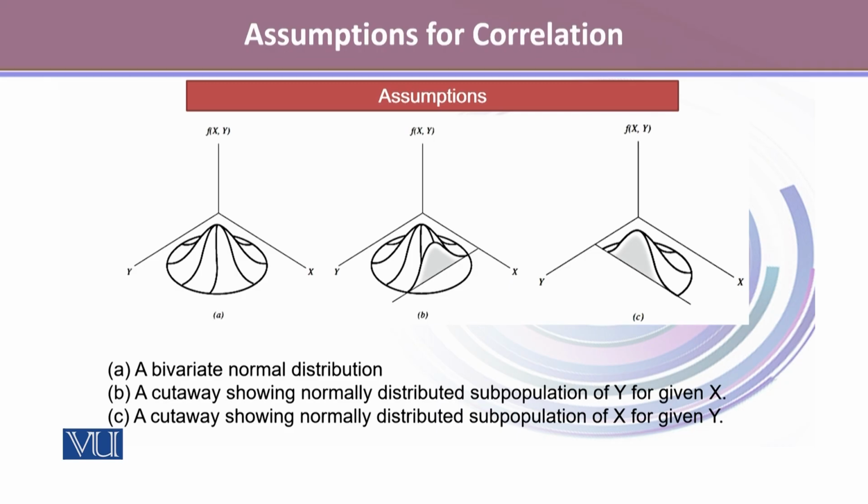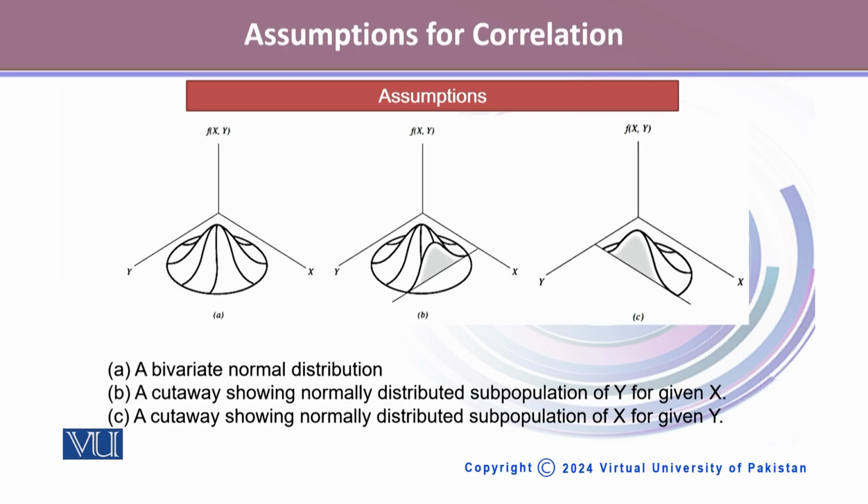Picture B represents a cutaway showing normally distributed subpopulation of Y for given X. And C shows a cutaway showing normally distributed subpopulation of X for given Y. One can clearly observe that A, B, and C, all three figures show a perfect symmetrical distribution, which is mesokurtic at the same time. Though we cannot really calculate mesokurtic by just visualizing it from the data, certainly, since it's coming from the bivariate normal distribution, one can say it with confidence.